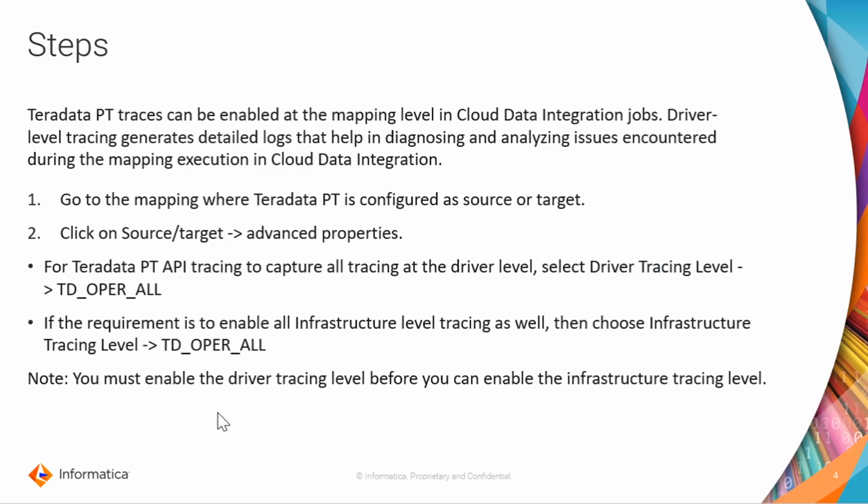Now let's see how to configure TPT trace generation at mapping level. First, go to the mapping where Teradata PT is configured as source or target. Then click on that particular source or target object and go to the Advanced Properties section. In the Advanced Properties section, you will have an option called Driver Tracing Level, and below it, one more option called Infrastructure Tracing Level. If you want to capture all the tracing from driver level and infrastructure level, you can choose the option TD_OPERA_ALL.